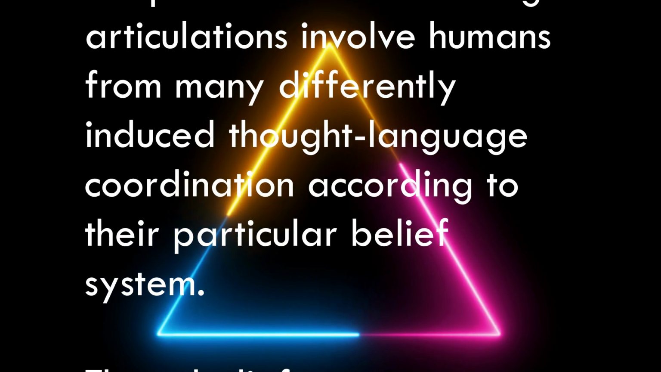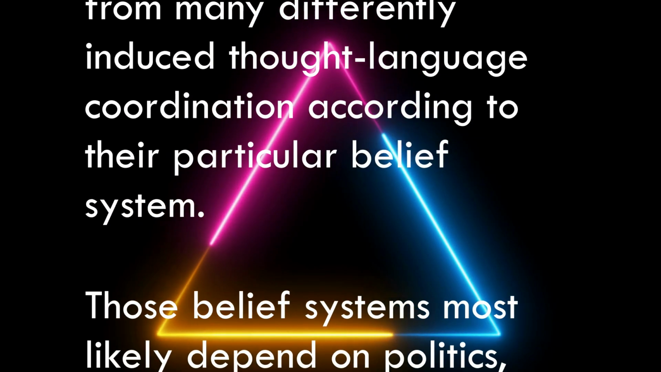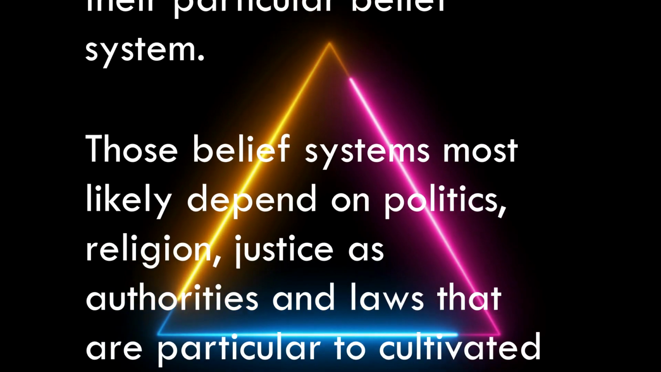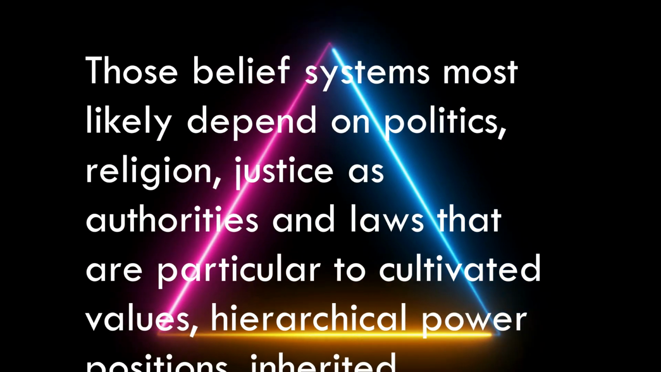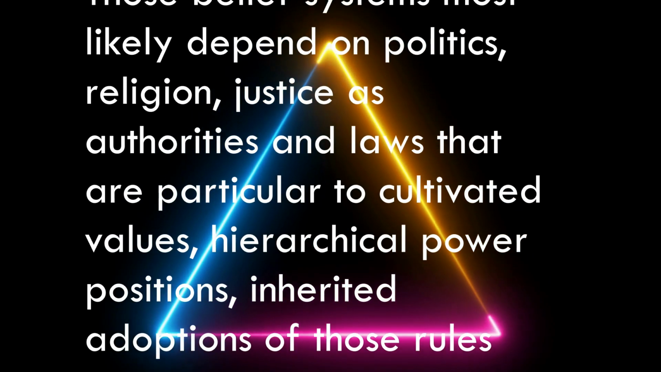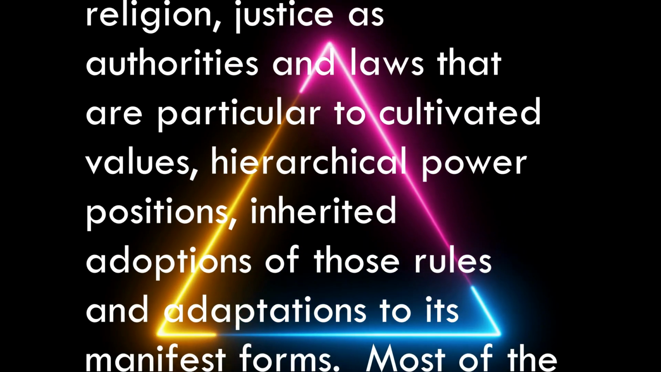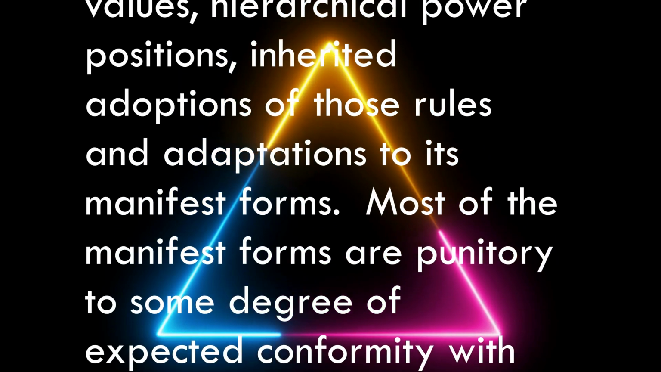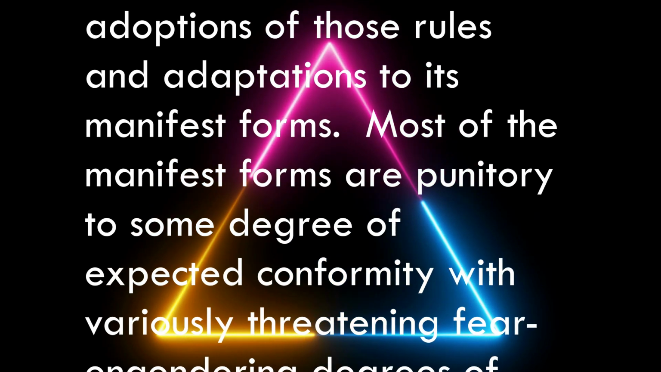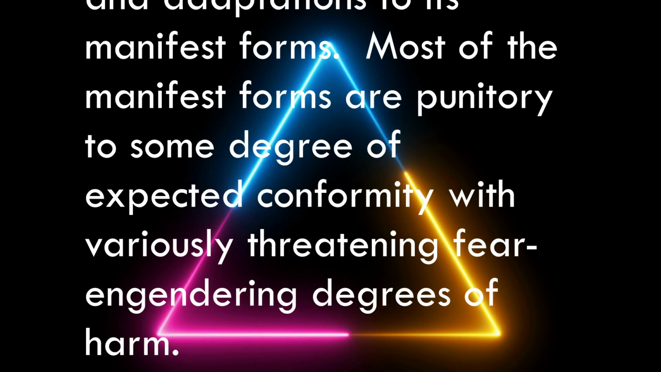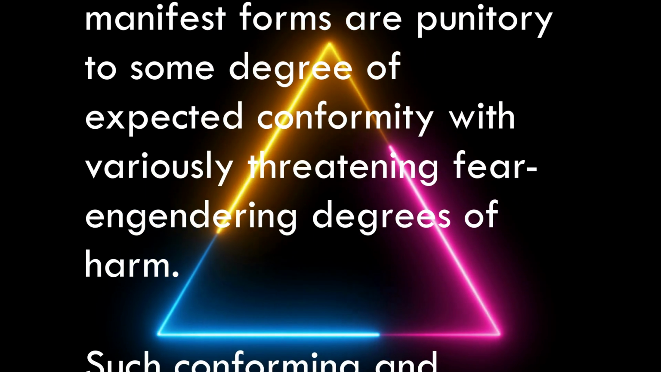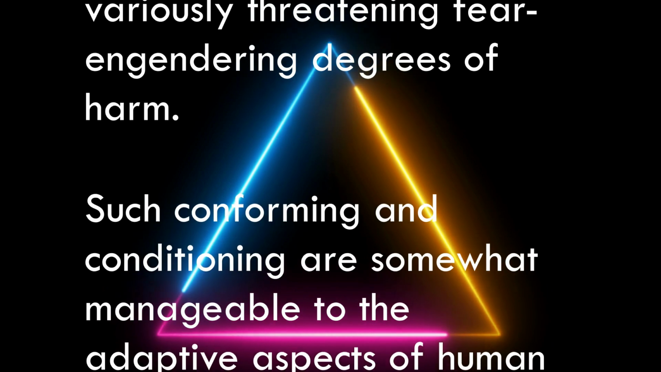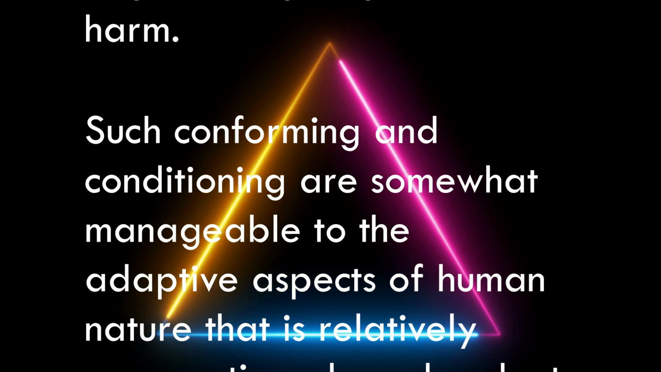Because over the ages the problematic reenacting articulations involve humans from many differently induced thought language coordination according to their particular belief system. Those belief systems most likely depend on politics, religion, justice as authorities, and laws that are particular to cultivated values, hierarchical power positions, inherited adoptions to those rules, and adaptations to its manifest forms. Most of the manifest forms are punitory to some degree of expected conformity with variously threatening, fear-engendering degrees of harm.